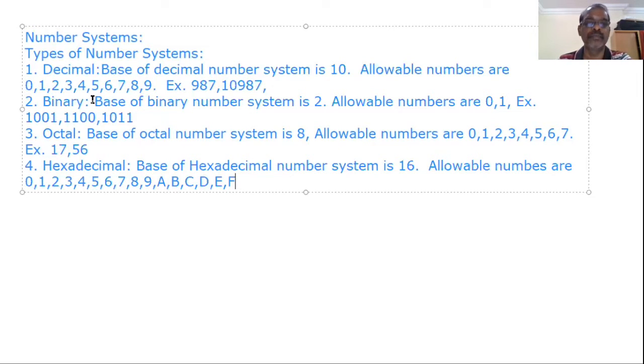In octal, the base of the number system is 8. The allowable digits are 0 to 7. Totally 8 digits are there. Anything other than these 8 is not allowed.